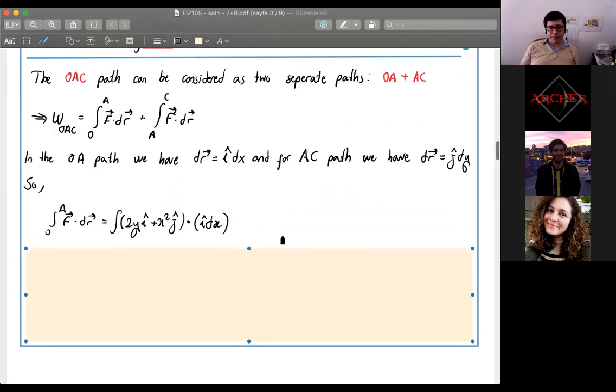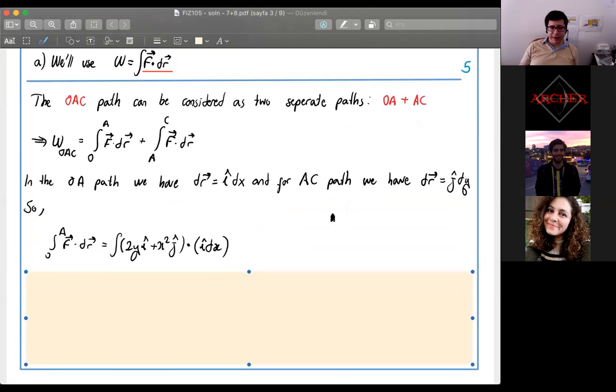So, from O to A, the integral is this. The force is here, 2y i plus x squared j, dot i times dx. This dot is the scalar vector product. Now, next we do the scalar multiplication. i dot i will give 1. i dot j will give 0. This term is cancelled. It's 0.